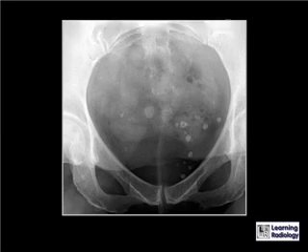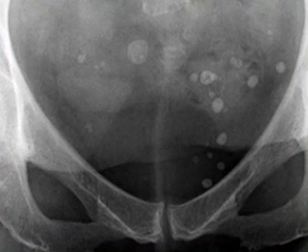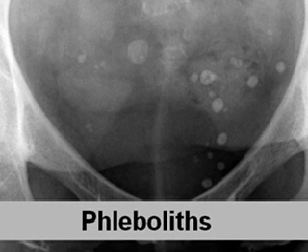What types of calcifications are these? These are phleboliths in the pelvis. They're very common, they're asymptomatic, and they're recognizable by the more lucent center that the red arrow is pointing to.